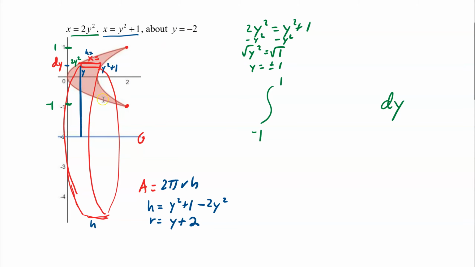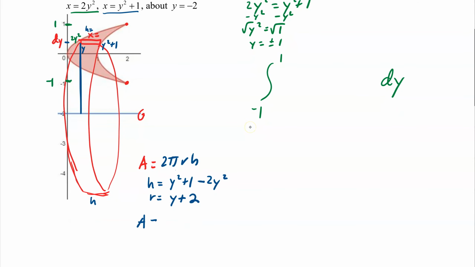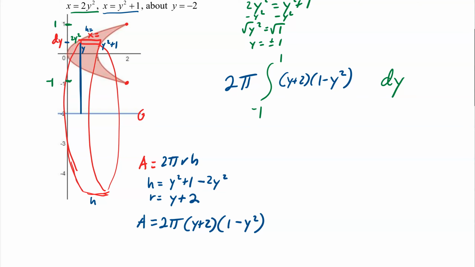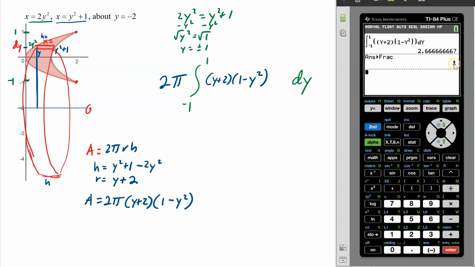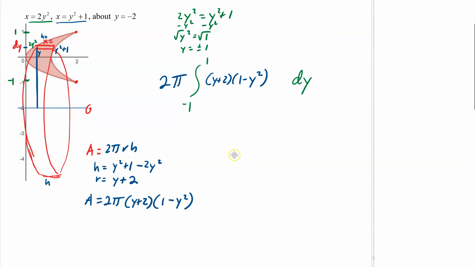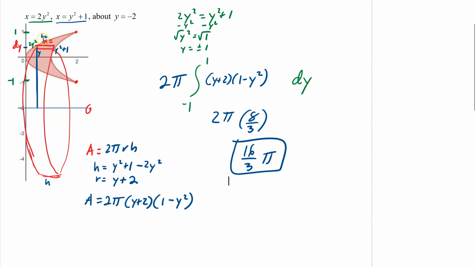Okay, so now if we plug it in, we get 2 pi y plus 2, and then y squared minus y squared is -y squared, so we get 1 minus y squared, and there we have it. Now we can multiply it all out, but again, we're just going to use our calculator here, and we can plug it in and see what it gives us. So let's look what our calculator gives us. So plugging in our calculator, we get 8/3. Double check it. It's y plus 2, 1 minus y squared, -1 to 1, with respect to y. So 8/3. So we have 2 pi times 8/3, which is 16/3 pi. So that would be the volume of this solid.